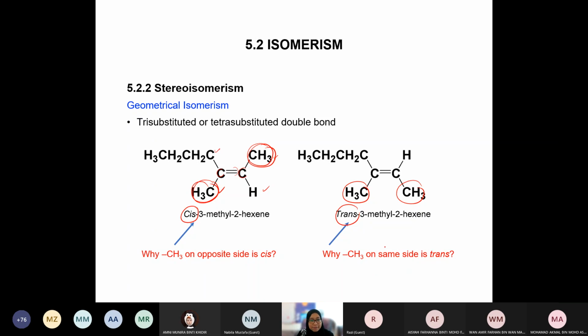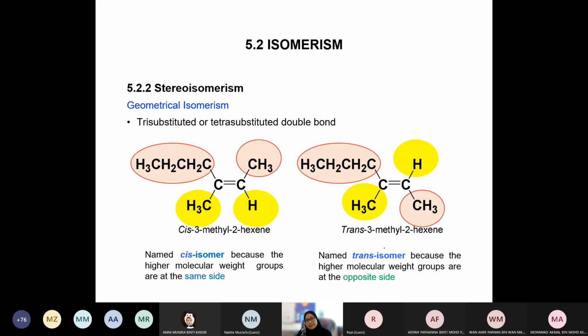Okay, because it is not actually based on that. It is actually based on this. Molecular weight. It is actually based on molecular weight. Okay, alright. So, a little more. Okay. The reason it is named cis isomer is because the higher molecular weight groups are at the same side.